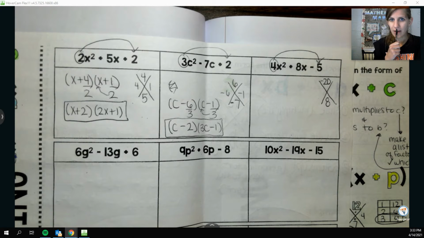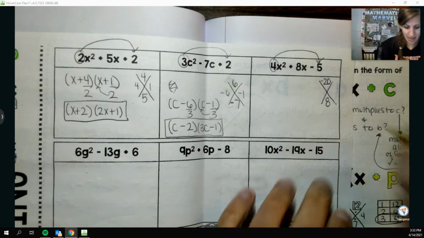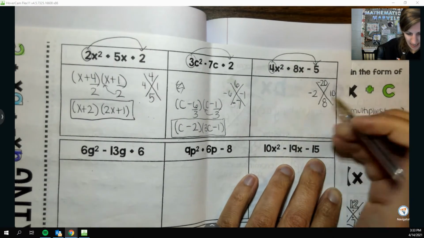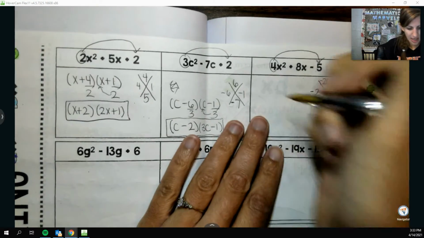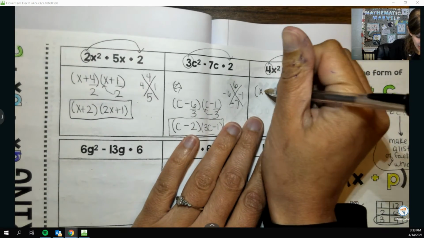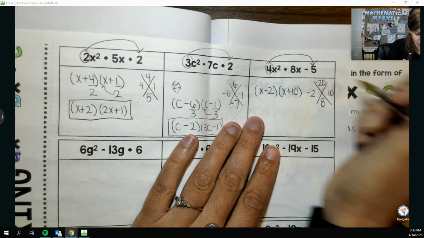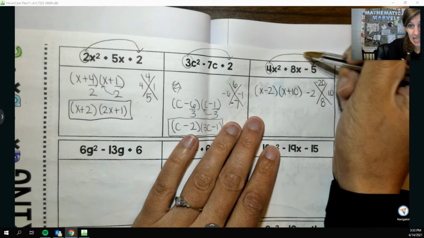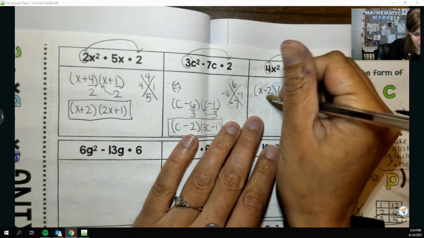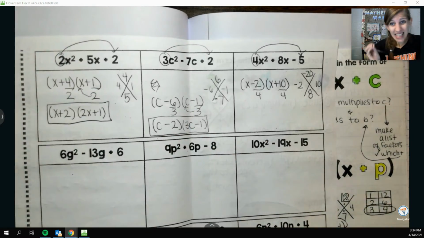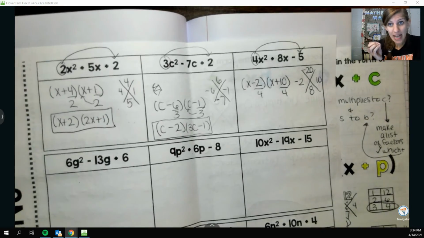4 and 5. 2 and 10. 2 times 10 is 20. If I make the 2 negative, then I'll get 8. So I have x minus 2, x plus 10. But because I slid the 4 over, I have to divide the 4 out. And even if I can divide only a little bit, I should.